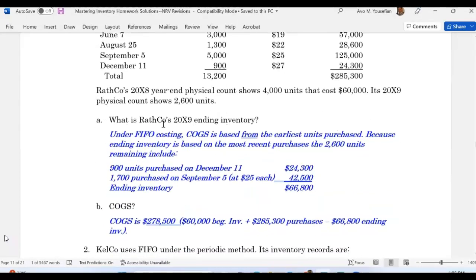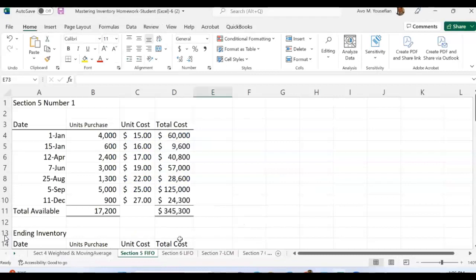So what is the company's 2019 ending inventory? Here is how you calculate the cost. And what is the cost of goods sold? Cost of goods sold is available minus end gives you cost of goods sold. So here is the answer, but I like to show the section 5, FIFO, problem number 1.